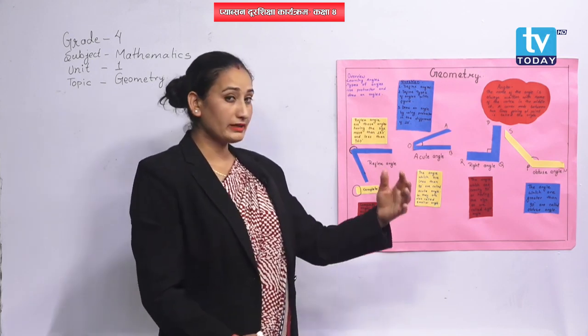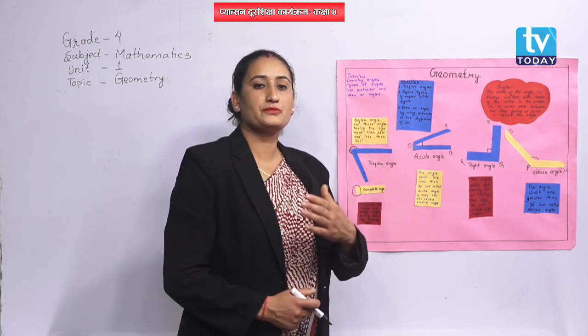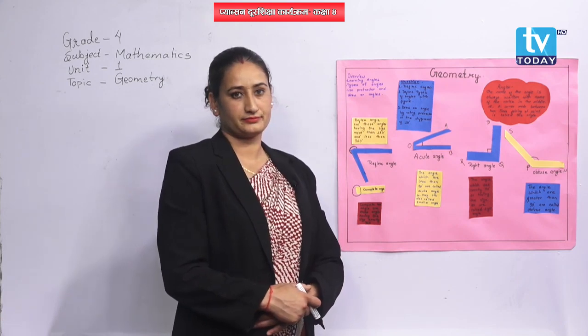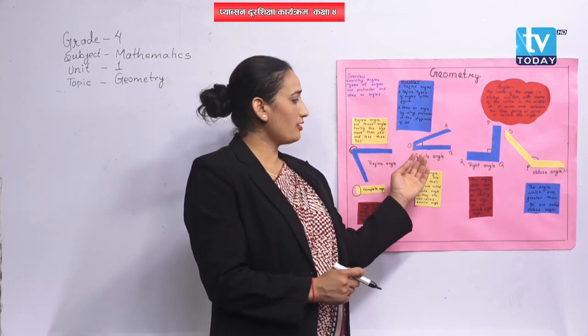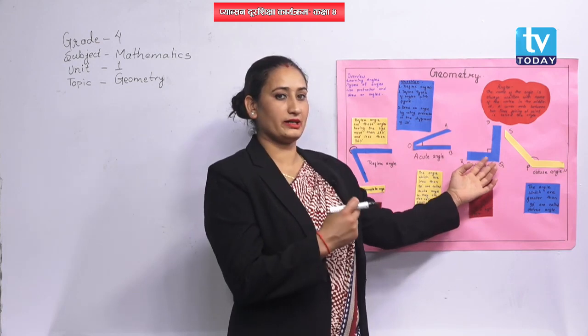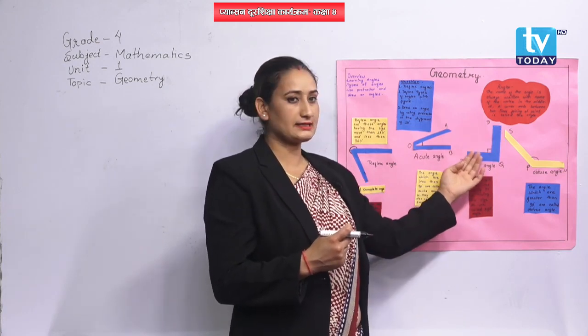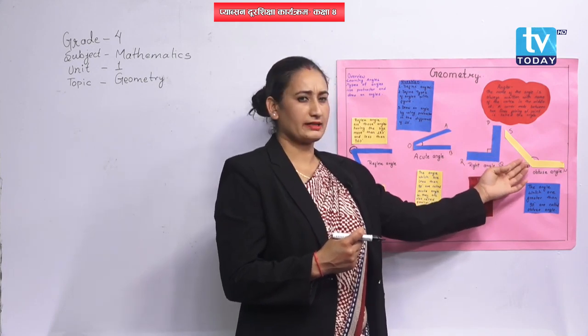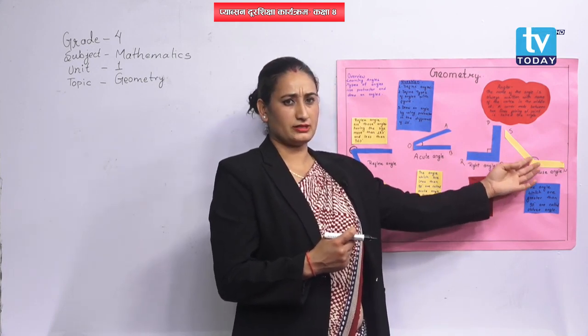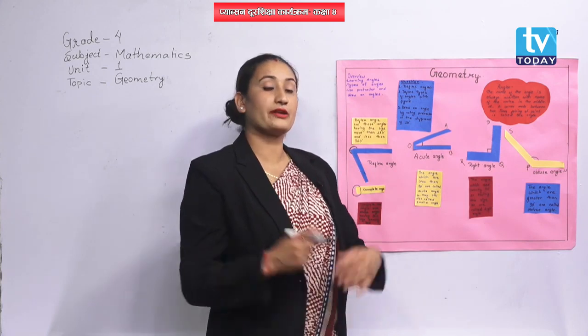Okay, now the next type is the obtuse angle. If it is smaller, if it is straight in the middle, straightly right, you can see it's L in shape. Can you guess which type of angle this is? How does it look?